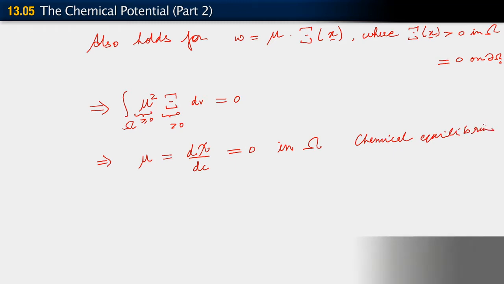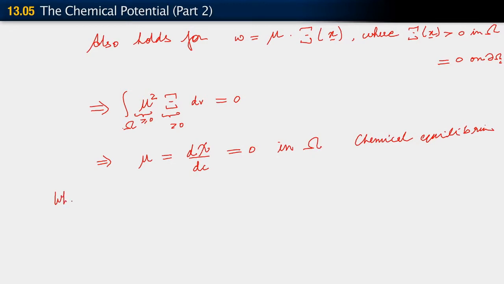Now, here's the twist. The problem of mass transport is one at which we are not at chemical equilibrium. The interesting part of mass transport is when we are not at chemical equilibrium. So what happens then? What about the regime far from equilibrium in chemistry?